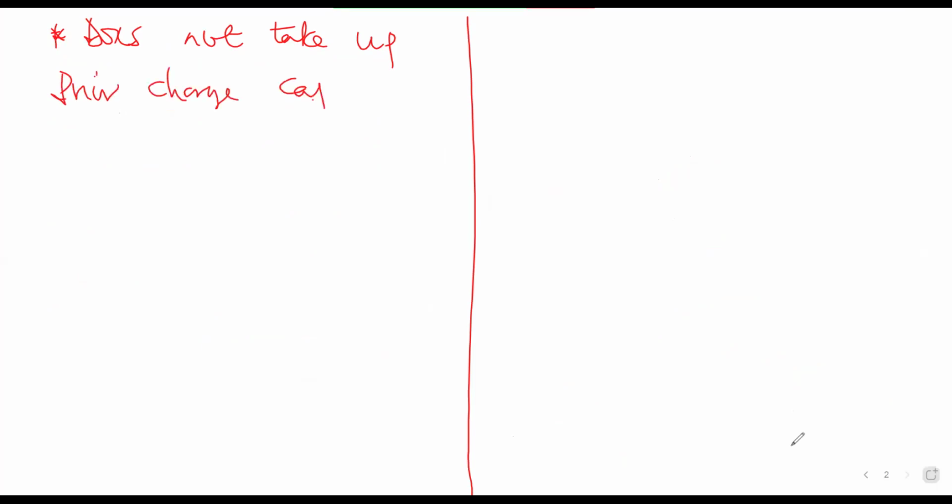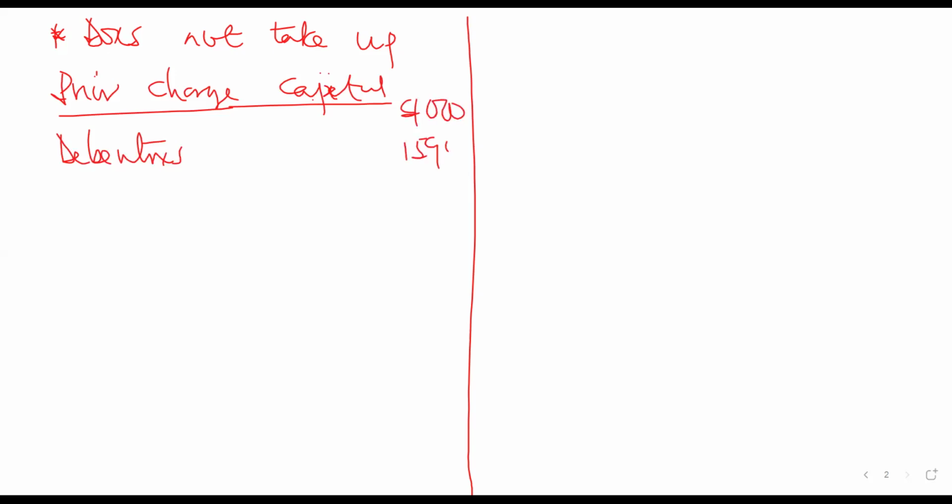Okay, the prior charge capital is just the non-current interest-bearing items there. So we have debentures. How much is the debentures? 15,900. Okay, so we have 15,900. The bank loan is how much? 1,400. Okay. The total will give us what? 17,300. 17,300. So we need to calculate our capital employed.